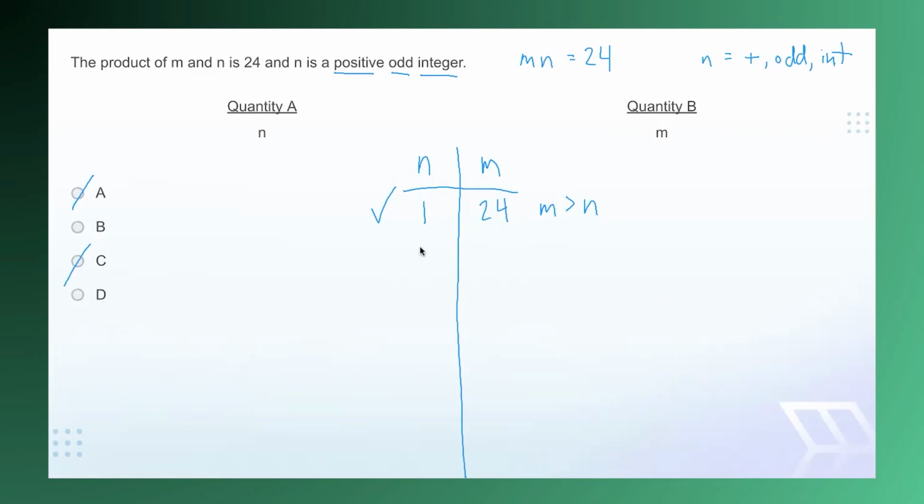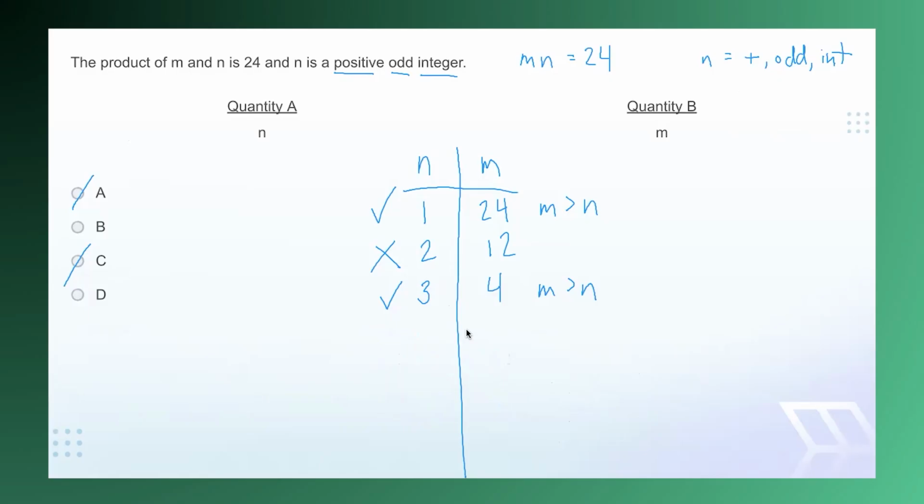All right, next up is 2 and 12. Okay, 2 is not odd, so this is not a possible value for n. This is not a valid set of values for m and n. Eliminate. Okay, after that is 3 and 4. Okay, 3 is another positive odd integer, so this is another possible value for n, another valid set of values. In this set of values, once again, m is greater than n, so we can't do anything. We are still between B and D.